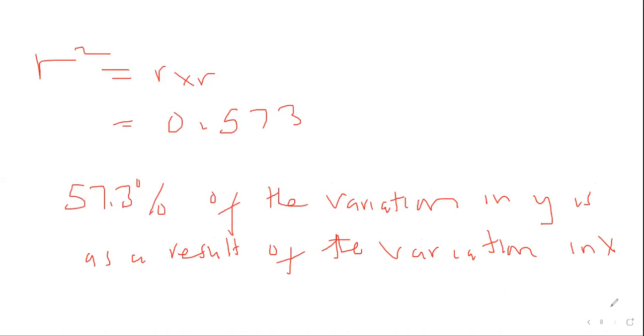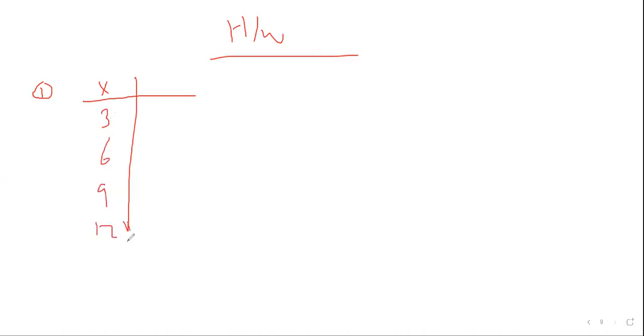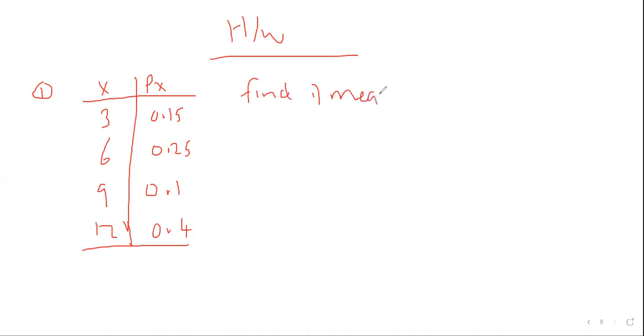All right. So my homework will be sent to you, but just in case, based on what we've just learned here today, I want you to find, given the probability of X as 0.15, 0.25, 0.1, and 0.4 for X values 3, 6, 9, 12. We are asked to find number 1, the mean, number 2, the variance, number 3, the standard deviation.